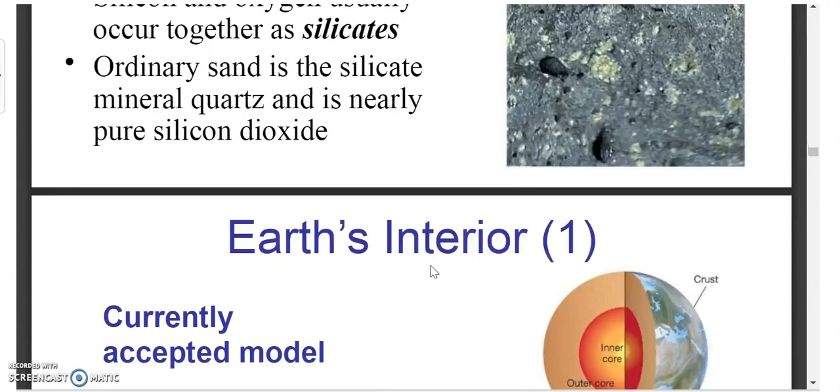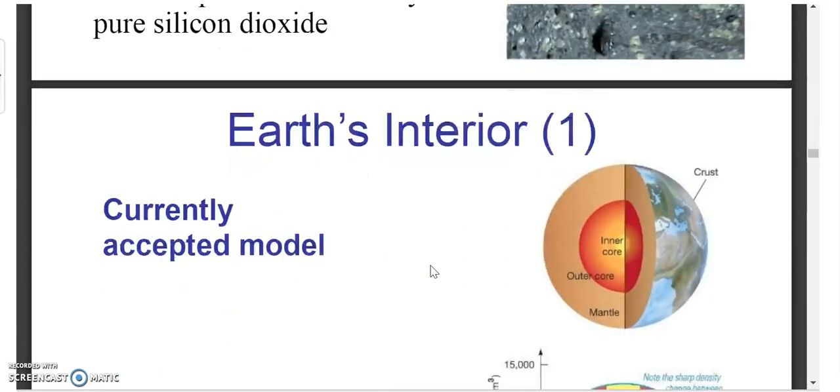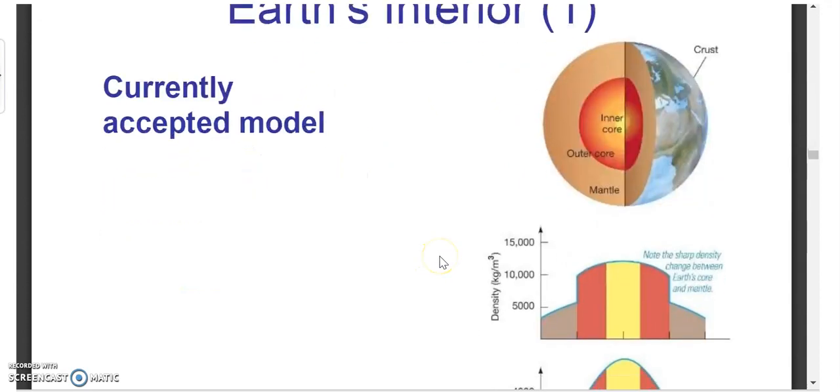Okay, so this is, of course, the model for the interior of the Earth. So the crust, the mantle, the outer core, which is liquid, and then the inner solid core. Both cores are made of iron and nickel primarily. And of course, the density goes up as you get closer and closer to the center of the Earth.